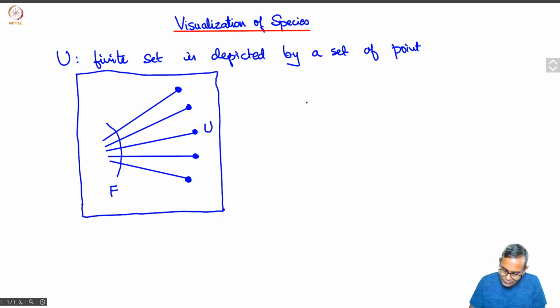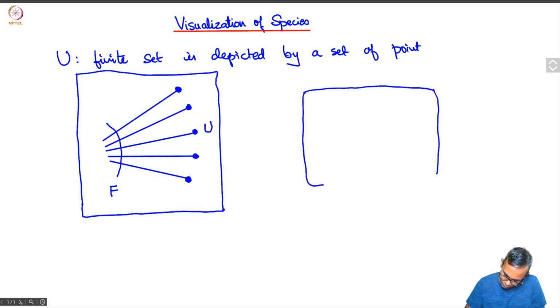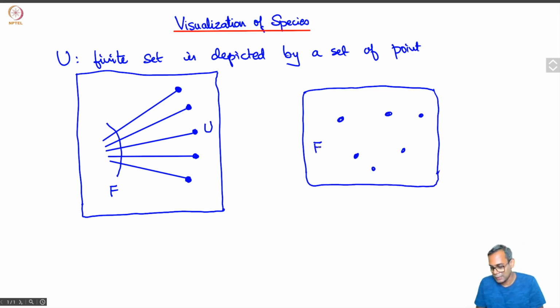And another commonly used visualization is to just put all the points in a box, and then write F in the box. So that means that now this set of points has acquired an F structure. So these are sort of general abstract visualizations. But for specific species, there are very natural pictures that we might wish to draw.